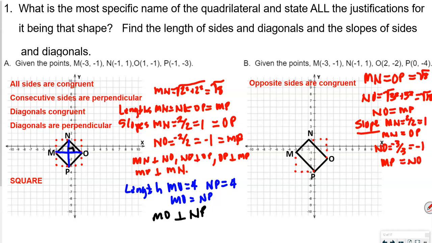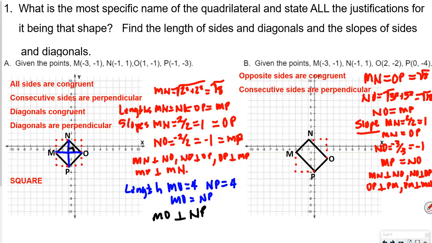So what does that tell us? That tells us that consecutive sides, like we did before, we would say MN is perpendicular to NO, and NO is perpendicular to OP. Then we would say OP is perpendicular to PM, and we could say PM is perpendicular to MN, right? So then we can make the statement that consecutive sides are perpendicular.